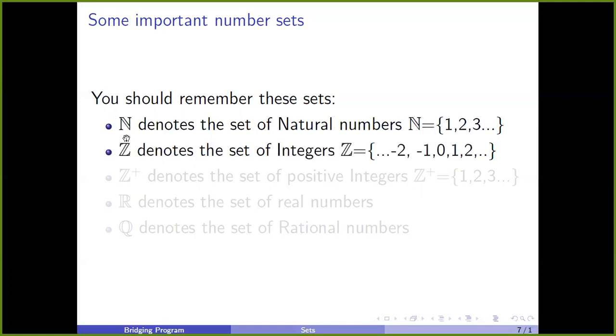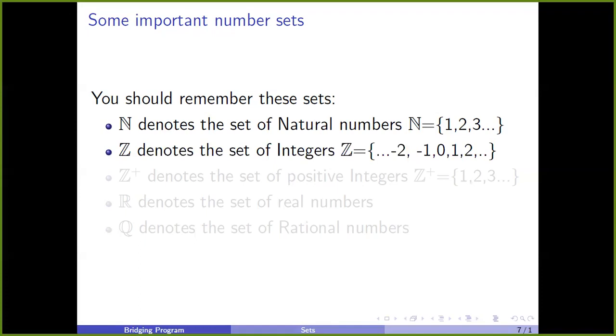And then you have Z that denotes integers, right? So from minus infinity till plus infinity, all the numbers, all the integers. Remember, integers don't have fractions, whole numbers. They are denoted by this Z. So these letters are fixed, they are used for this particular notation.